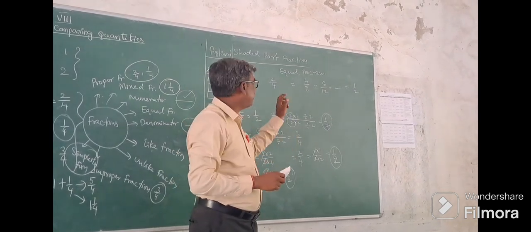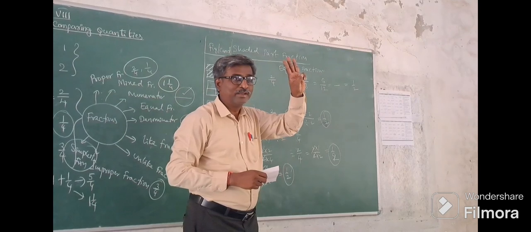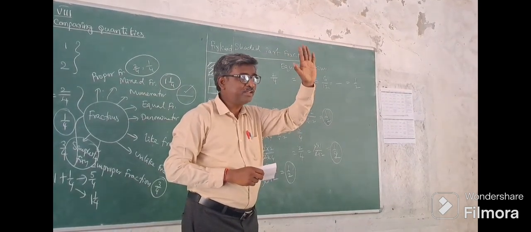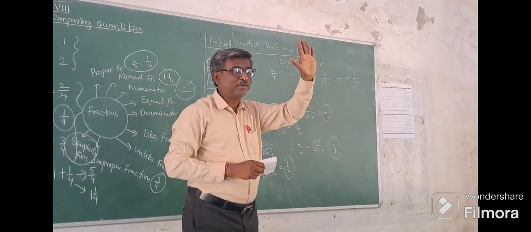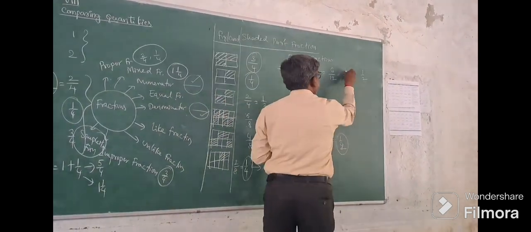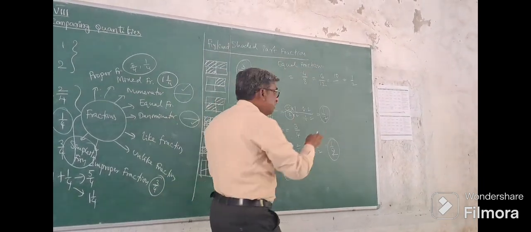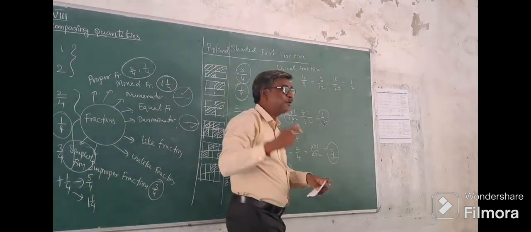So here I have multiplied both numerator and denominator with 3. Now you just go with 5. So that means 5 2's are 10. By that same 5 4's are 20. Yes, that is also equal to 1 by 2.